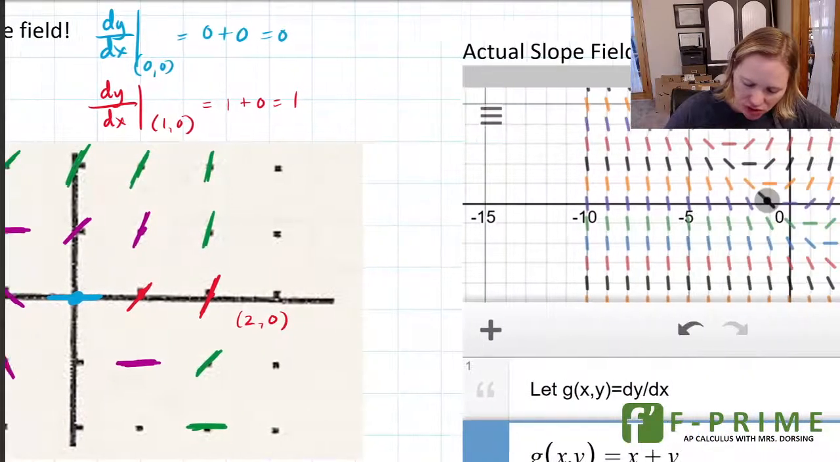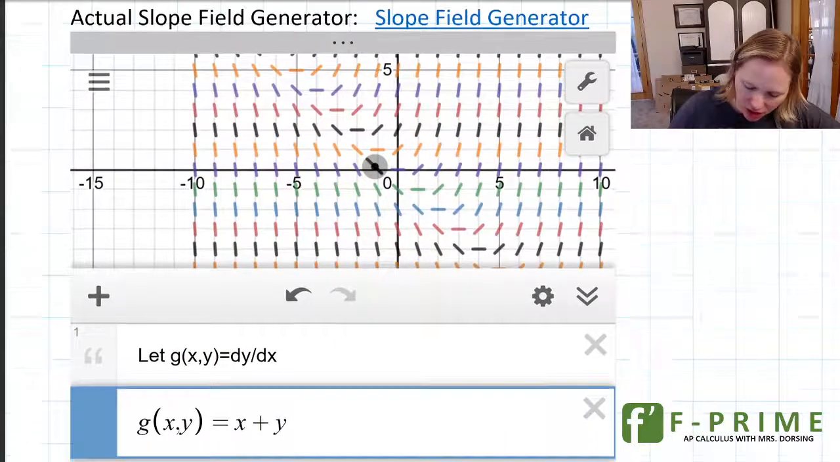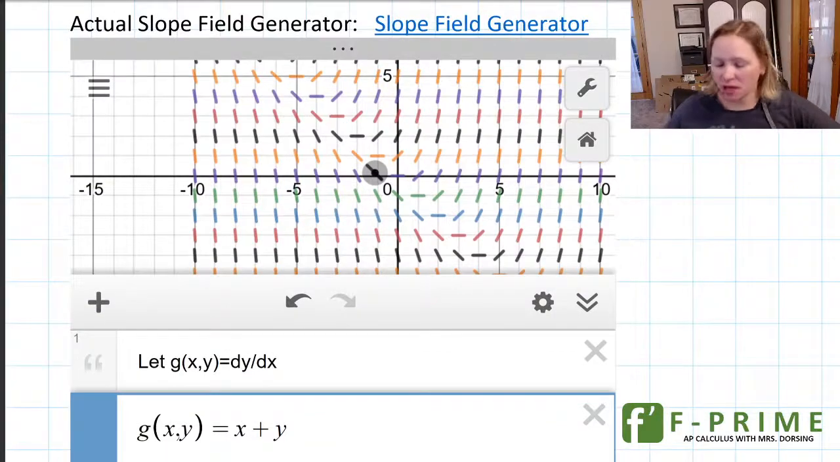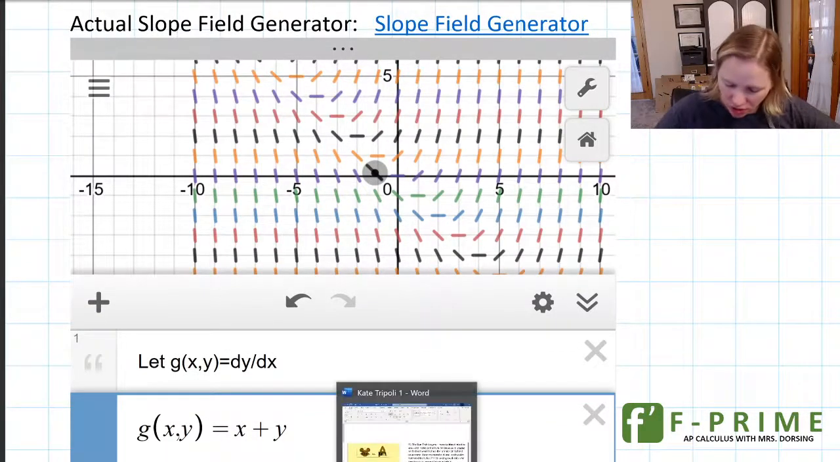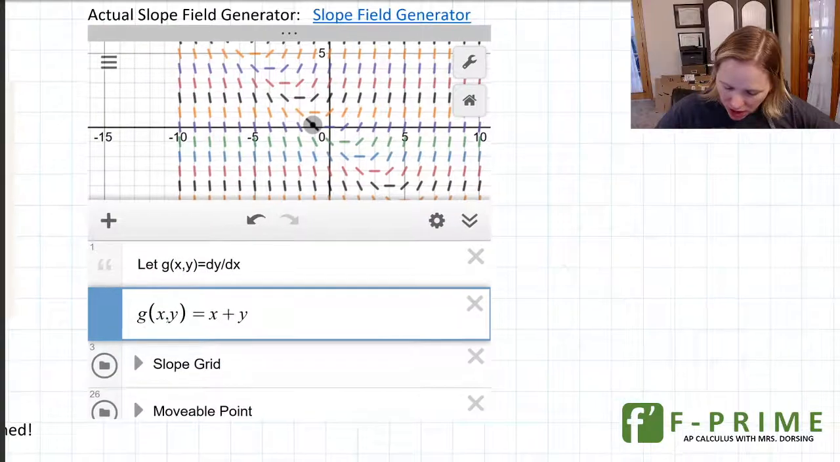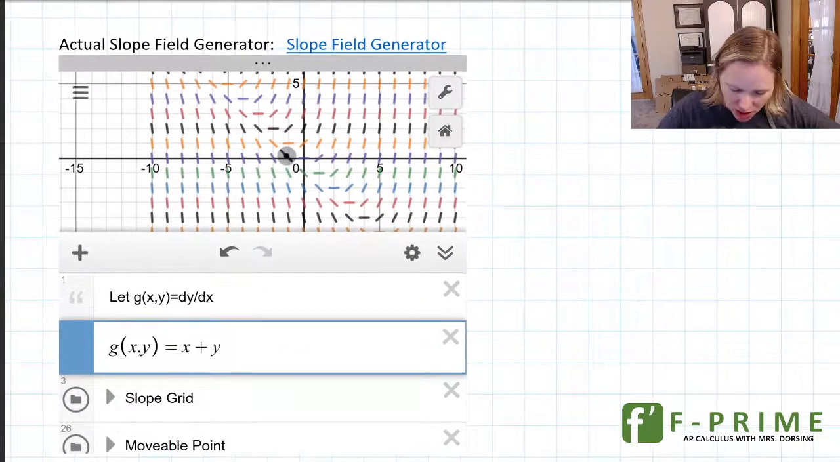Now, there's a slope field generator here, and actually, if you just Google it, that's what I do every time. I go and I Google my slope field generator on Desmos, and here's what I get.